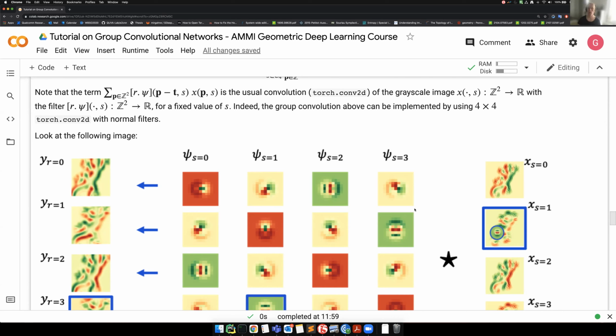Yeah, in this case the filter is isotropic, right? Because we are considering rotation. So I'm making sure that the filter, if you rotate it, looks like the same filter as before.